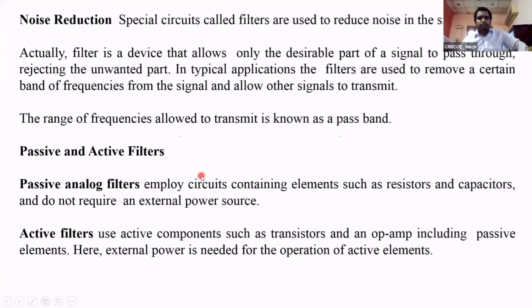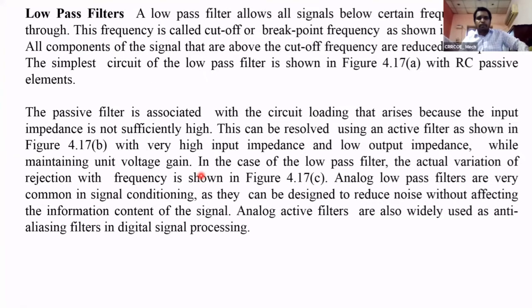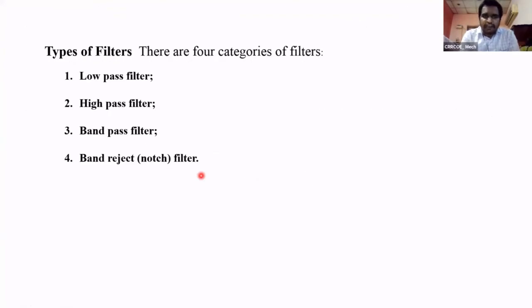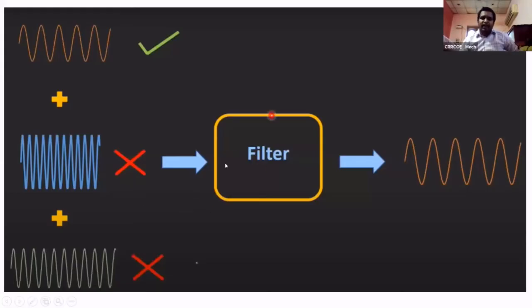Here we have four types of filters: low pass filters, high pass filters, band pass filters and band reject filters. First we see the low pass filters. If the filter allows the low frequency up to a certain range, that is called a low pass filter. Here we have three frequencies. The filter only allows the low frequency, means the cycle time is less. So this is called a low pass filter.